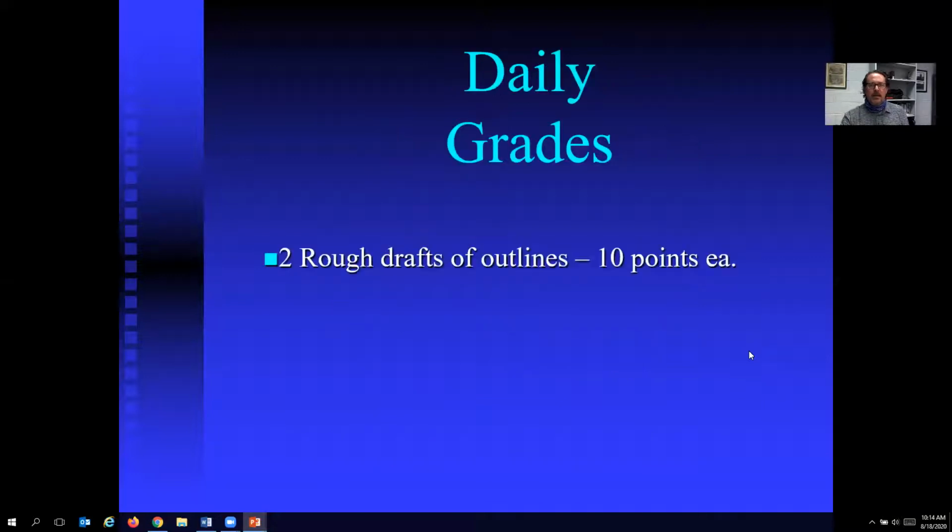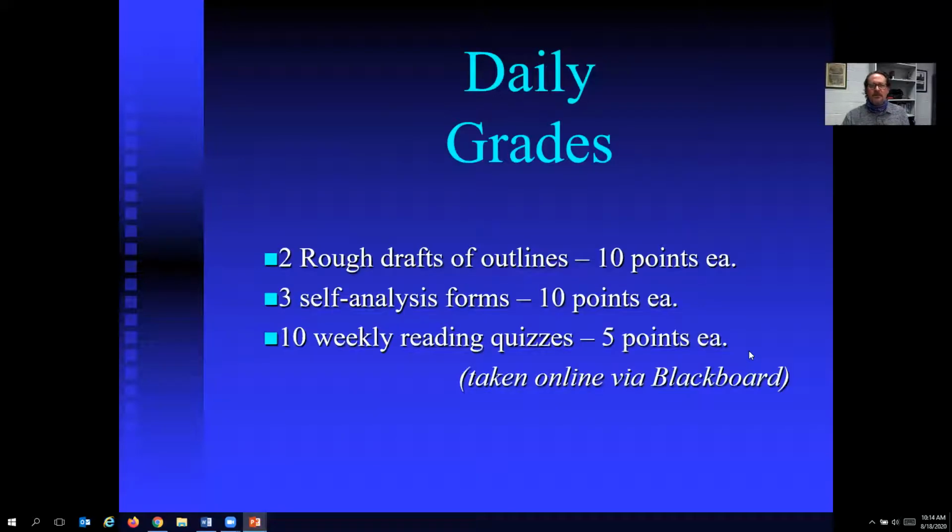And then daily grades. There's a number of things that fall into the small category of daily grades. Rough drafts of outlines: you'll be submitting one for the informative and persuasive speech about a week or two ahead of time. It gives me a chance to give you some feedback, and it forces you to work ahead just a little bit. You'll get 10 points for each one of those.